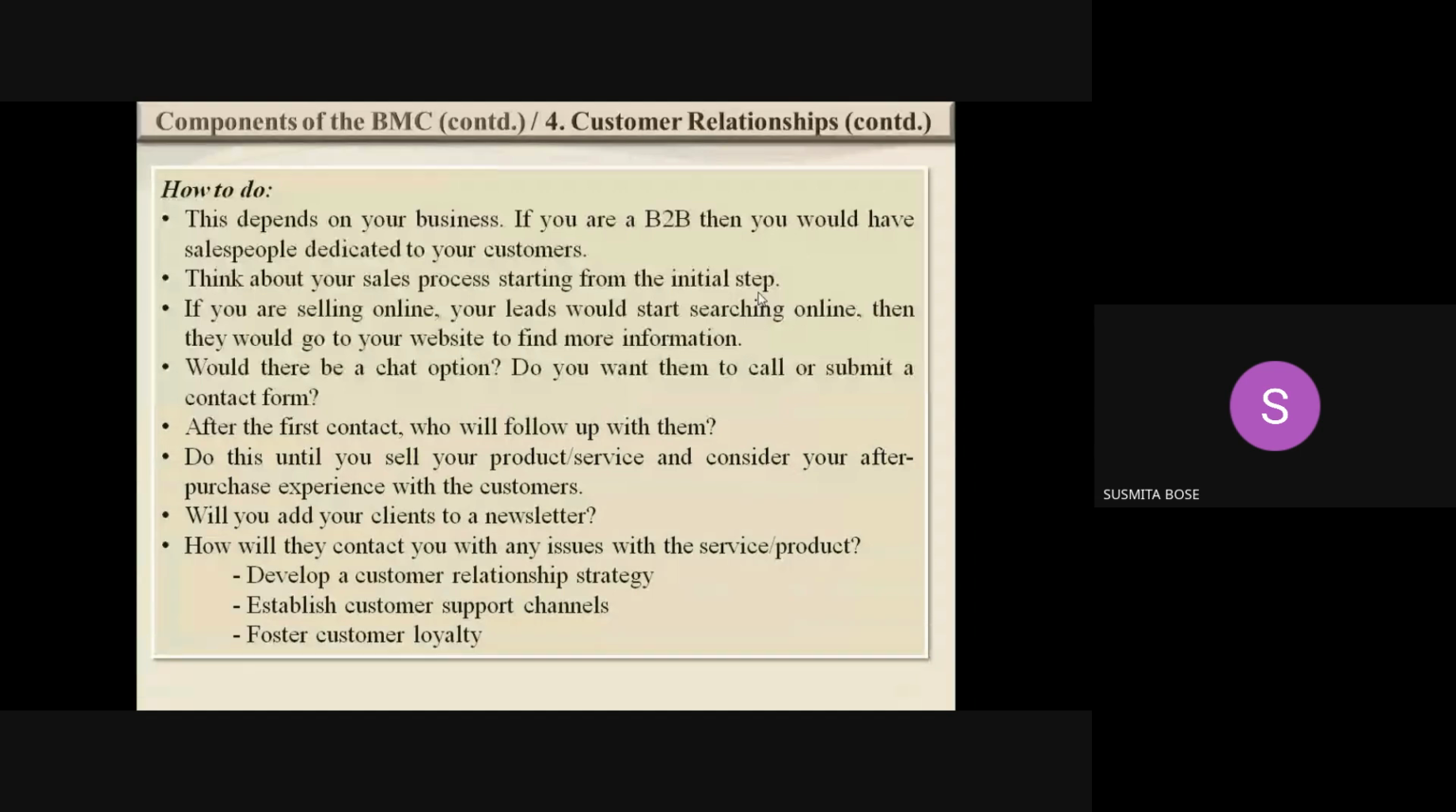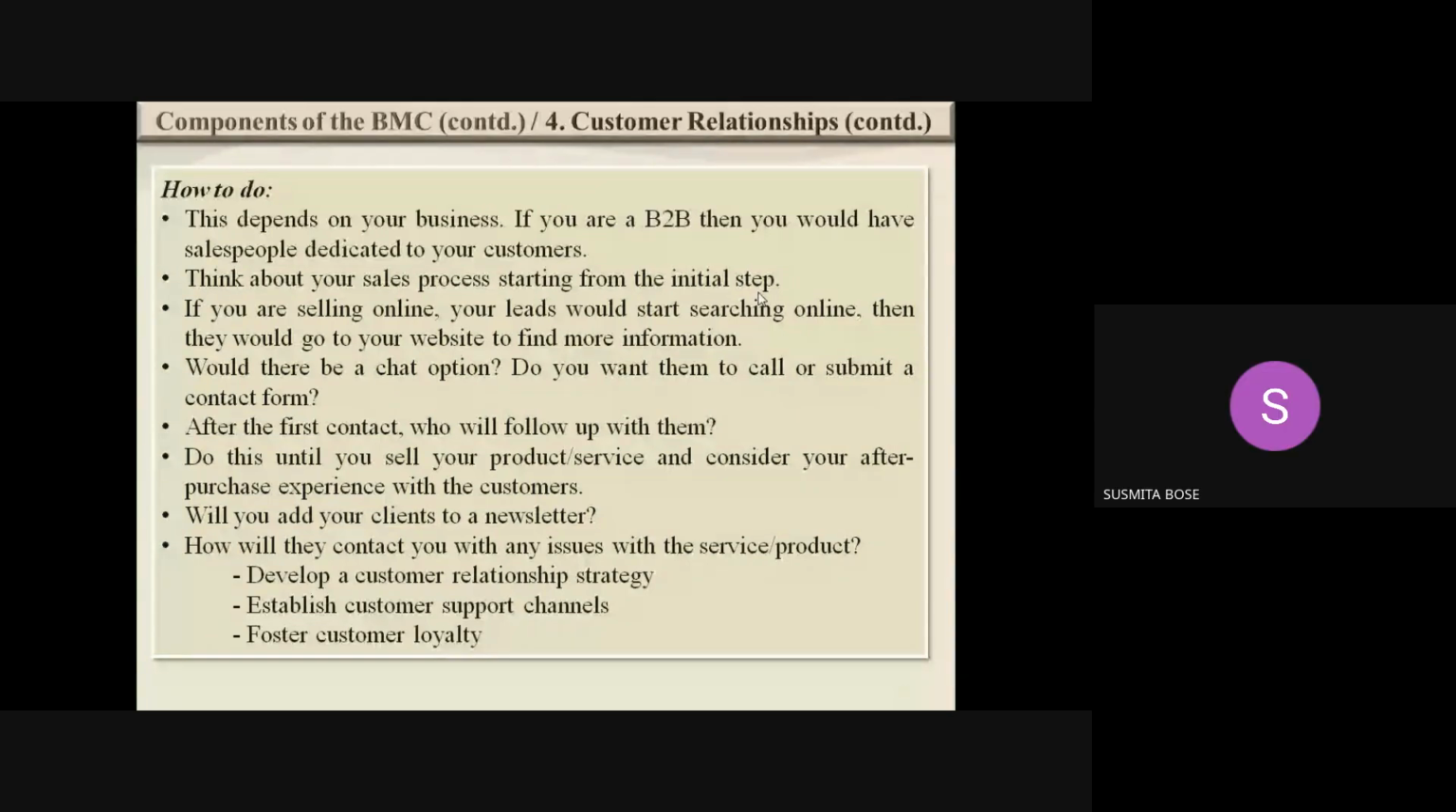Do you want them to call or submit a contact form? How are you going to do this? These are the questions that you have to solve. After the first contact, who will follow up with them? Like in the first contact, when you are calling a customer, they will say, okay, I'll get back to you, cannot decide now. So next you will have to make a follow-up call. Who will do that follow-up call? Do this until you sell your product or service, and consider your after-purchase experience with the customers.